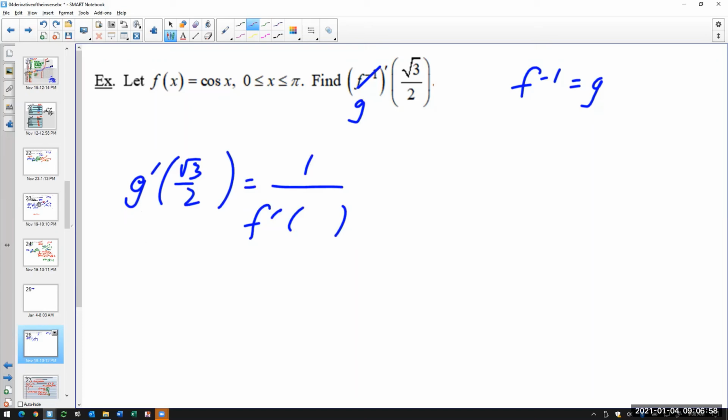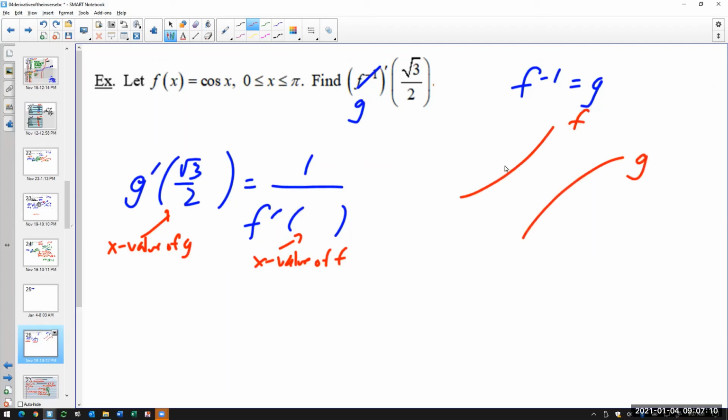Okay, so remember, this is the x value of my g. This is going to be the x value of my f. So let me go ahead and draw some dummy graphs here. Which point do I know? It's the x value of my g, so that goes right here, square root of 3 over 2. But that also means it's the y value of my f. You guys see the switcheroo here? Don't let the switcheroo trick you. That's why I draw this fake graph, because it actually helps me a lot visually to see what's going on. So what I know here is my y value of my f is square root of 3 over 2.